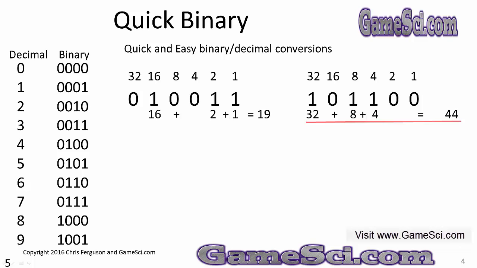Now, if you prefer to add these vertically, you can see I take the 32, the 8, the 4, put them in a vertical column, and they add up to 44 just the same. How simple is that? Now let's go the opposite direction. Let's go from decimal 19 to binary and see that we convert the exact same thing.